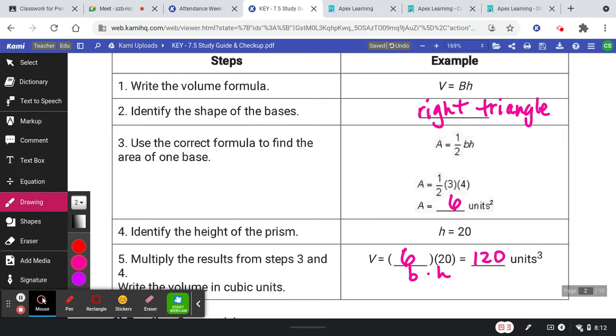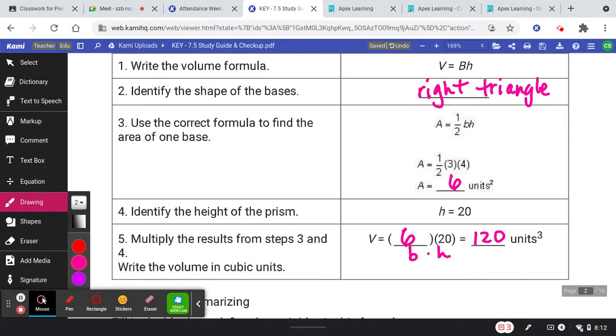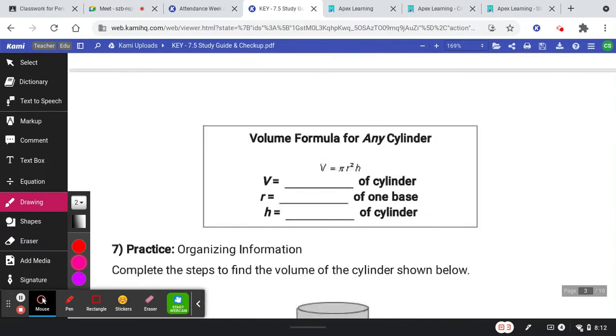I think volume problems are way easier than surface area. Usually people are going to fly through the quiz today compared to that surface area one that took us a little bit of time. Give me a signal if you still need more time on this, or if you got it, we'll go on.